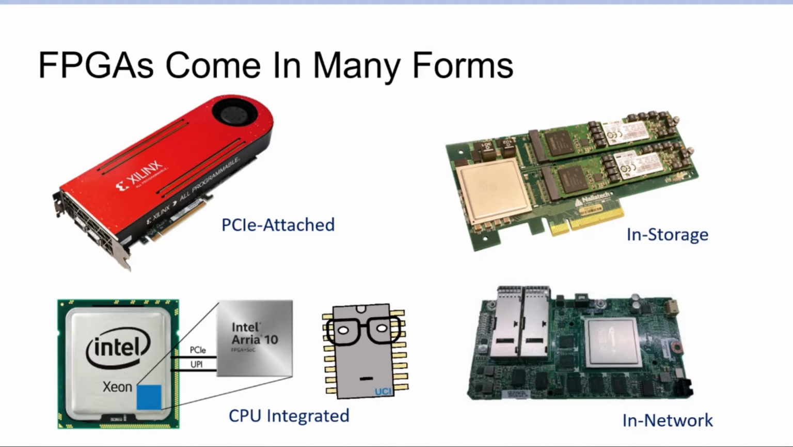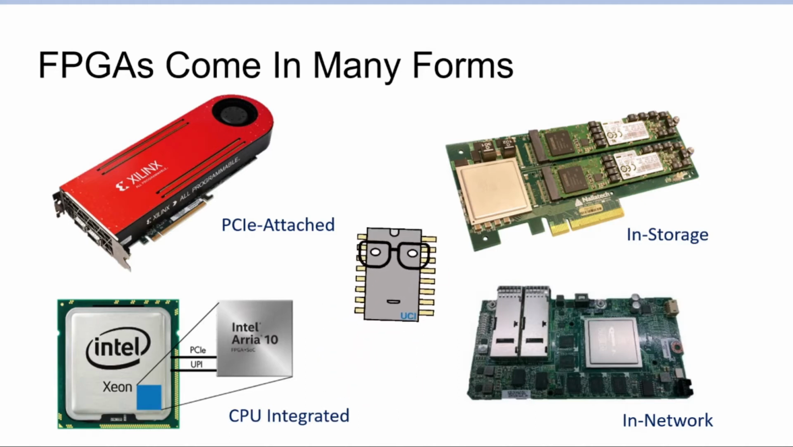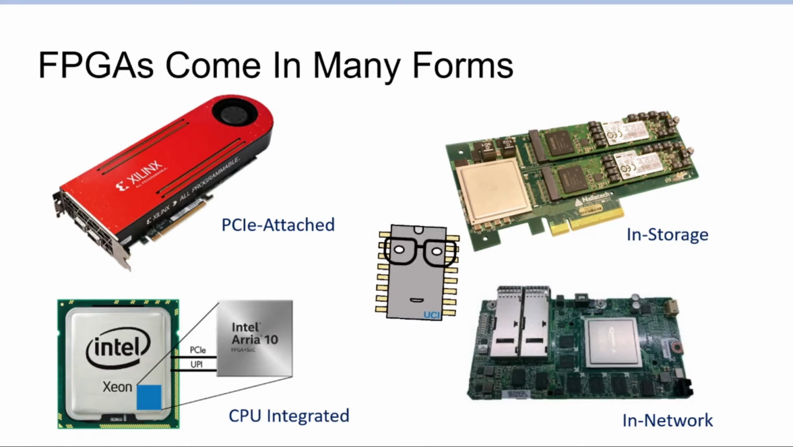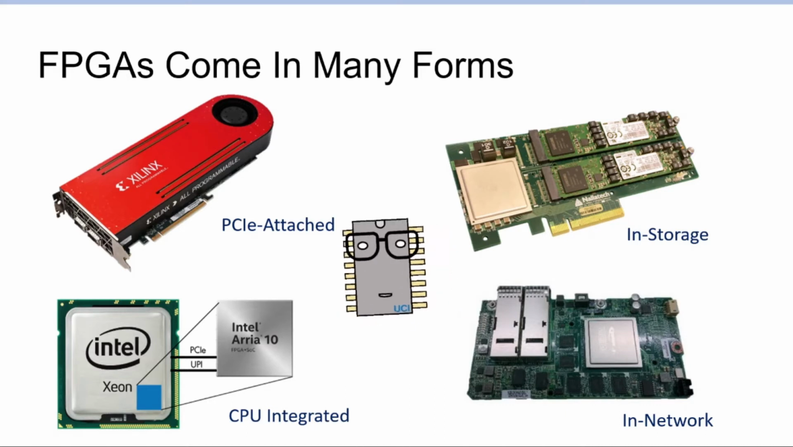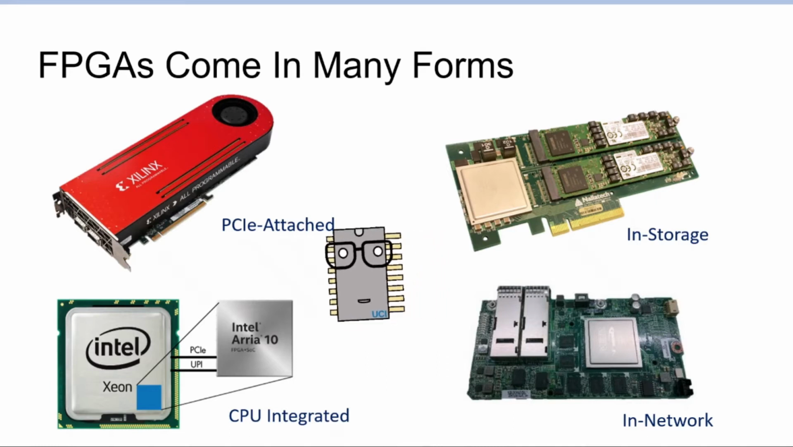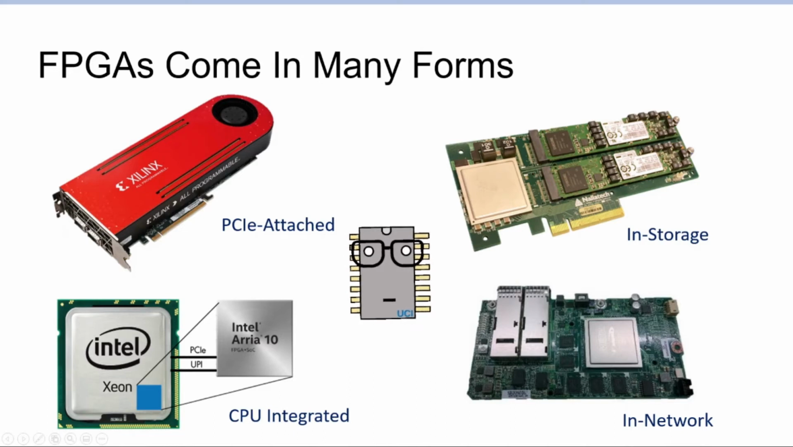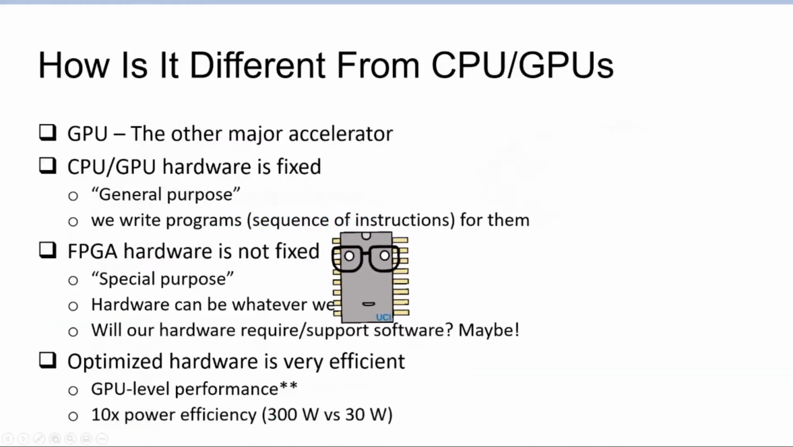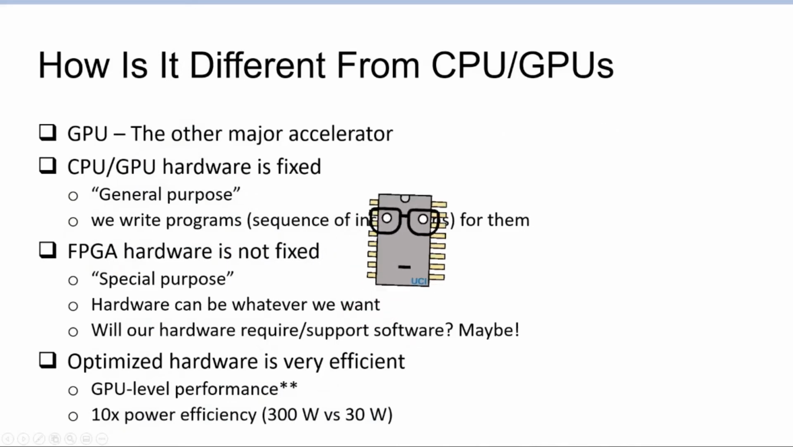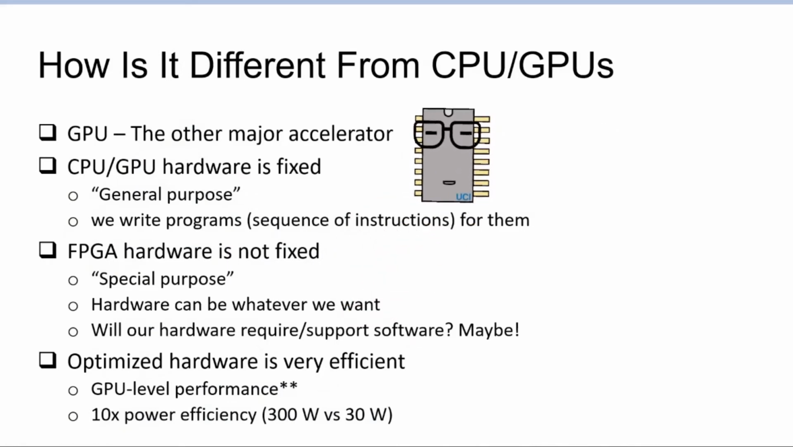So a lot of things are being explored right now. This is one of the reasons I mentioned that we're at this point, we're kind of looking into the near future, because a lot of these things are all under active investigation. But the common theme is that they do give us high performance at pretty high power efficiency, which brings us to how is it different from CPUs and GPUs. GPUs we've talked about in depth already, which is the other major computation accelerator.